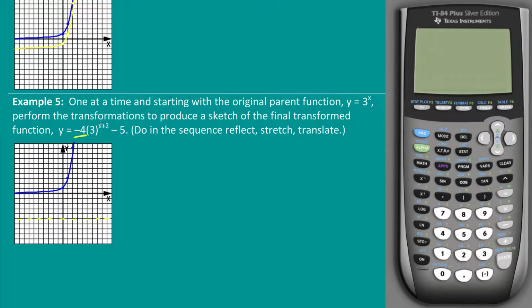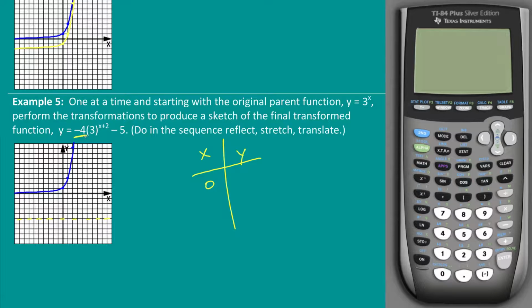And if I was to plug in x being 0, if x is 0, this becomes 0 plus 2, which is 2. 3 squared is 9. 9 times -4 is -36. Minus 5 is going to be -41. So when x is 0, we got this. This point is way down here. It's not going to be realistic for us to graph it.